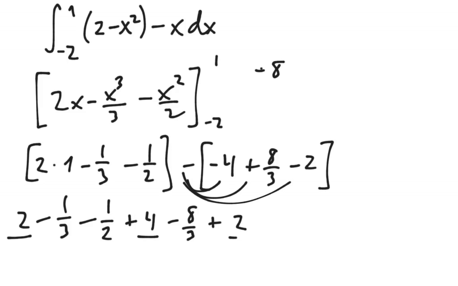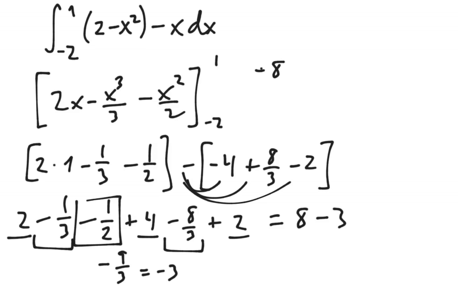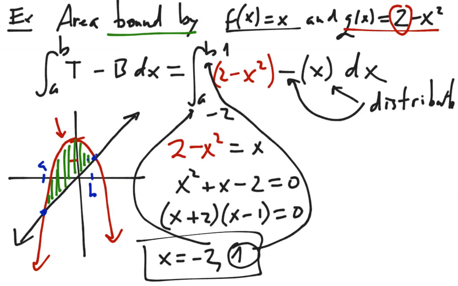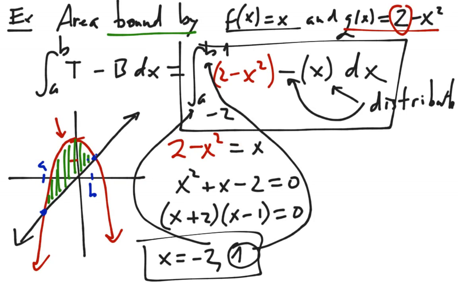Combining the whole numbers, we're going to get 8. Notice here that minus 1/3 and minus 8/3 is minus 9/3, which is minus 3. So we have 8 minus 3. And then we have the very lonely 1/2 that's left over. 8 minus 3 is 5. 5 minus 1/2 is 9/2. So that is your answer. This is the most time-consuming part of the thing because you have to calculate it, but the key here is setting up this integral.